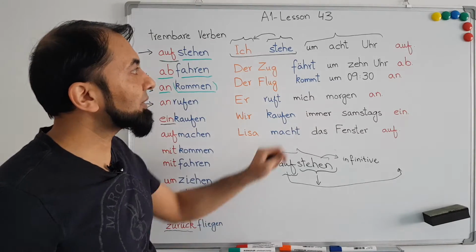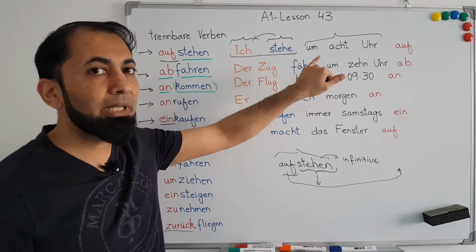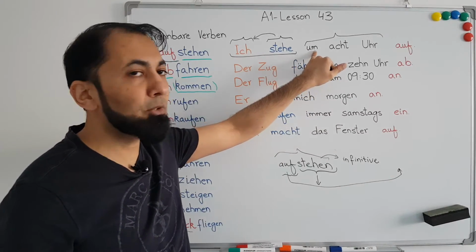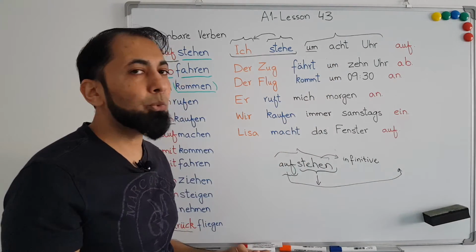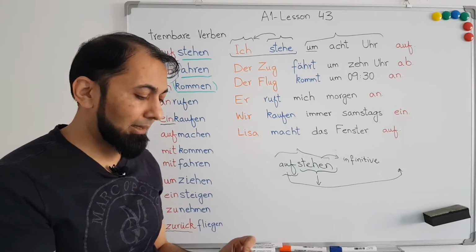Now in the previous lessons we also learned that whenever we have to tell time, we will use the preposition um. So we have used um as a preposition to tell at what time I get up.